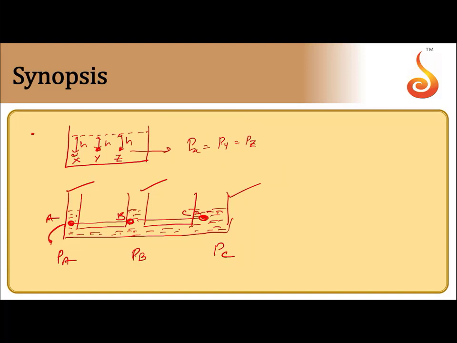This Pascal's law can also be represented in a slightly different way. It tells us that if an external pressure is applied to an enclosed fluid, it is transmitted undiminished to every portion of the fluid and to the walls of the container as well. So this is another version of Pascal's law.